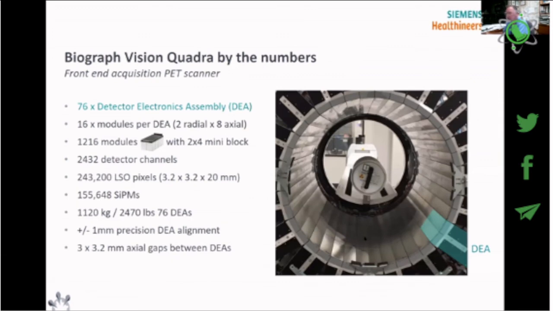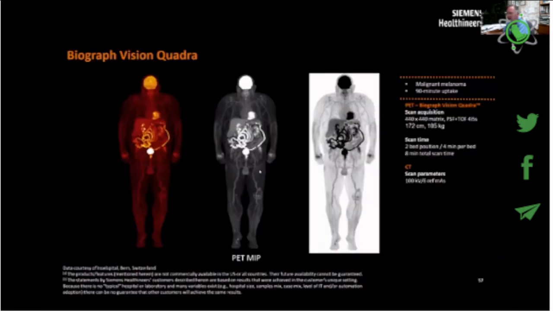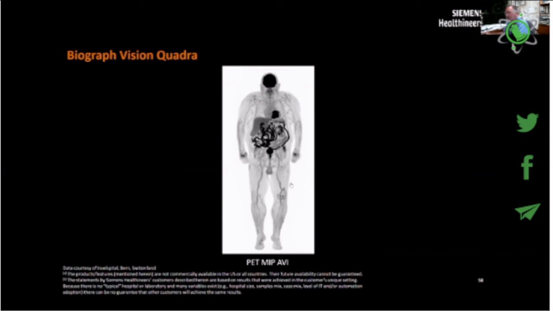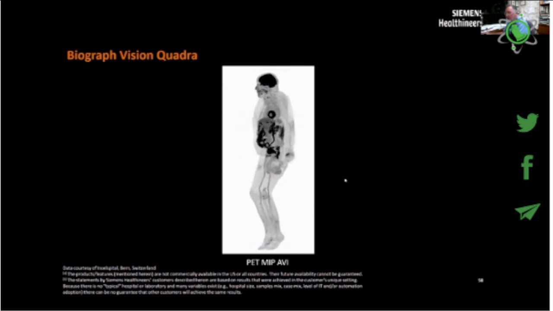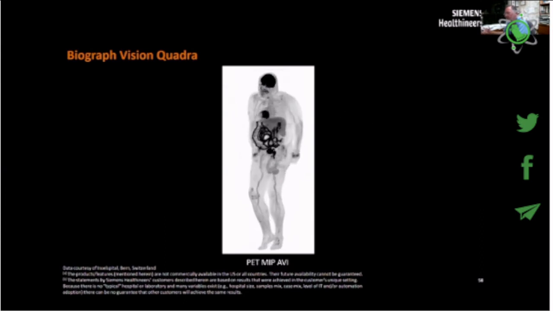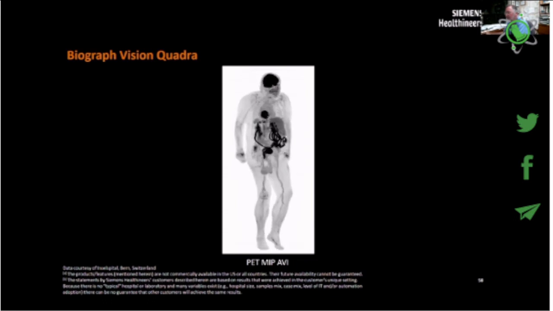This is here some pictures of that scanner with some information about it. And then I'm going to show some pictures that are extracted from these machines. These are first images from that scanner. These are MIP images, maximum intensity projection images. And you can see here, this is the distribution of the activity of a patient with FDG. This is about a 70 plus kilogram patient.